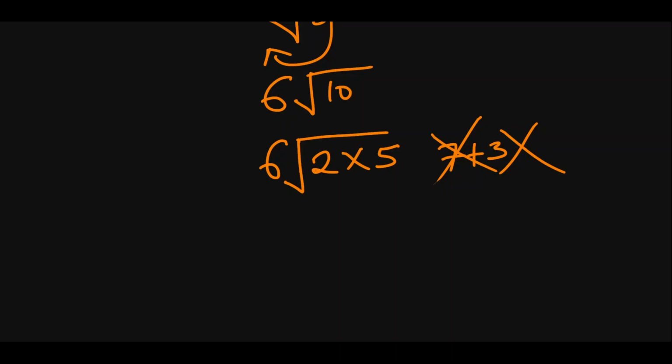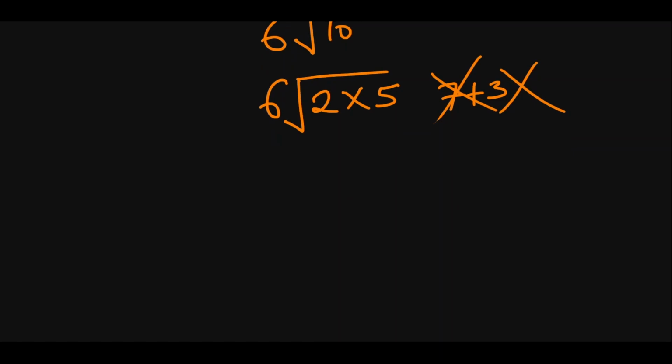So we have to use factors, something that can multiply something to give you that 10, not something that can add something or something that can subtract something. Please pay careful attention to this. It is very, very important not to make this kind of mistake. So now let us get back to this. So this gives us 6 root 2 times 5.